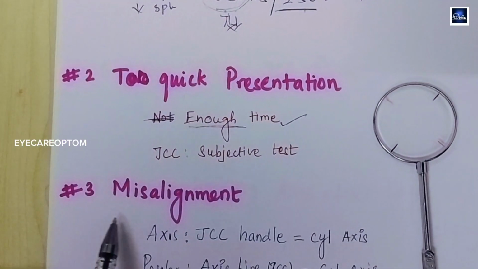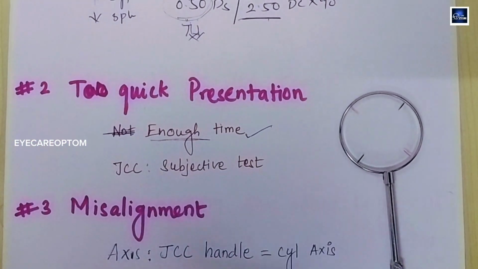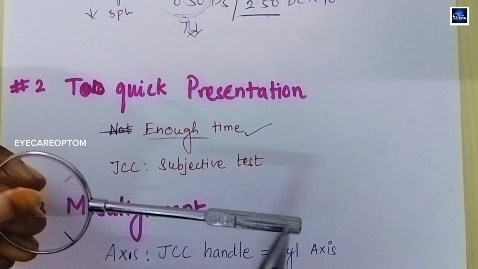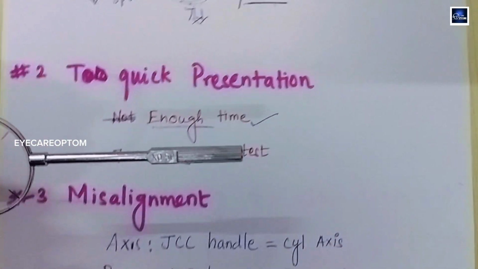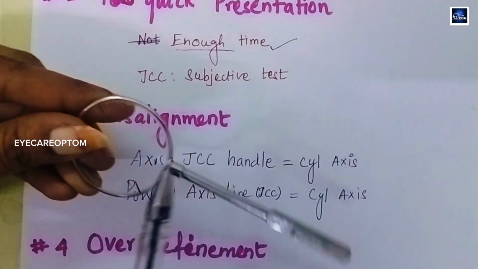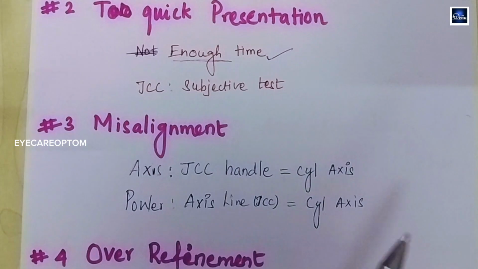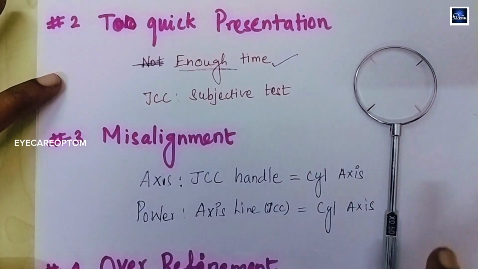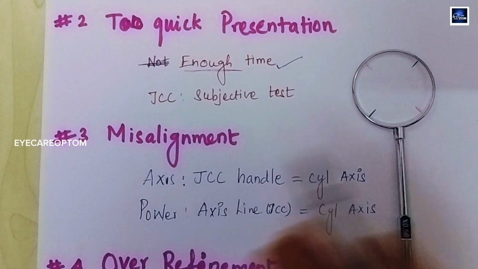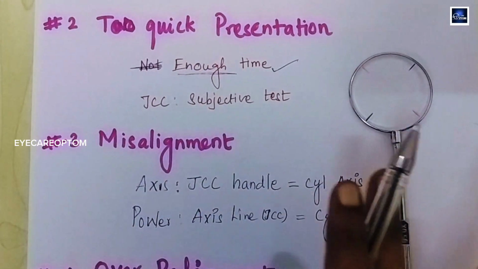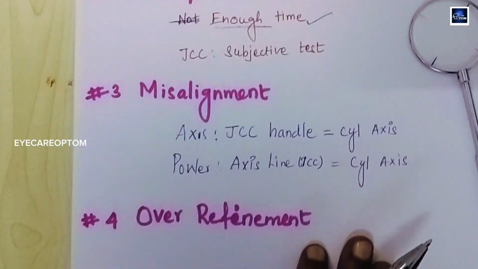And the third mistake, misalignment or improper orientation. We know for axis refinement, we keep the handle parallel to the cylinder axis in the trial frame. For power refinement, we keep the JCC axis parallel to the cylinder axis in the trial frame. This is very important. It should be on point. If you miss even 5 degrees, this will lead to improper results. So always handle your JCC with the proper alignment.